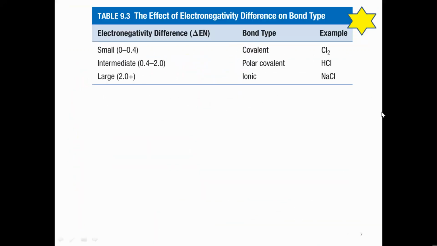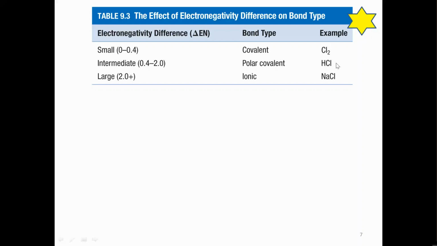So table 9.3 outlines these 3 different types of bonds. If the difference of electronegativity is small, we have a covalent bond. An example is CO2. If the electronegativity difference is intermediate, between 0.4 to 2.0, we have what's called a polar covalent bond. The example we have here is HCl.